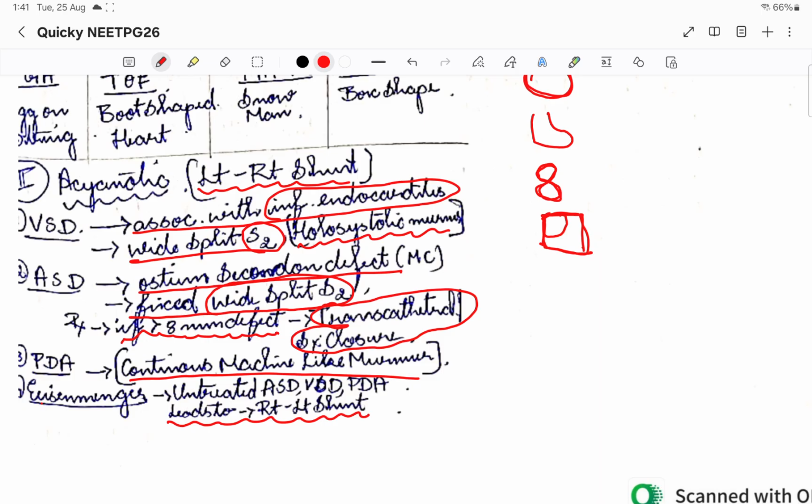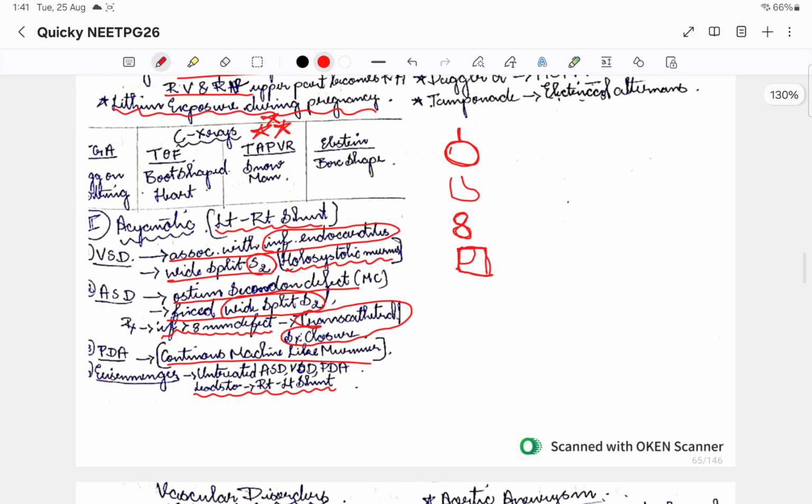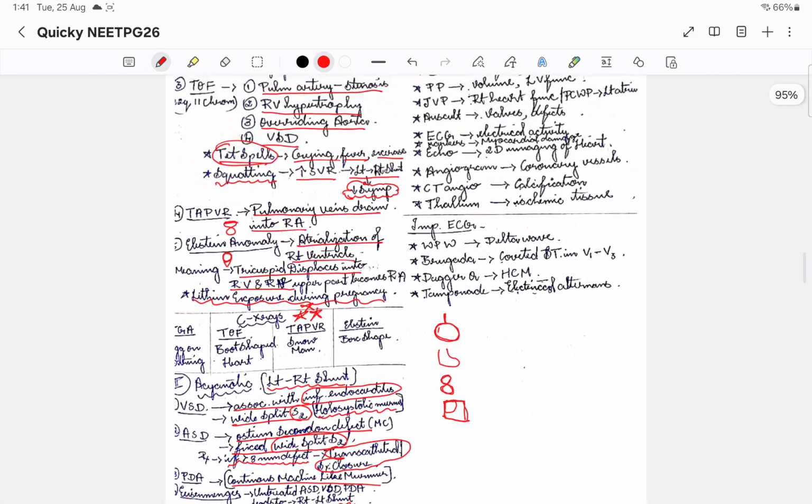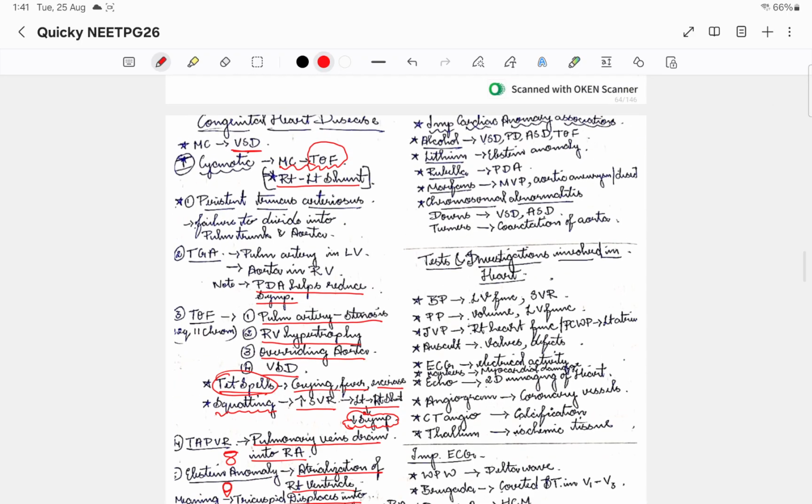But what happens is suddenly, due to increased pressure on the right ventricle, there is too much hypertrophy that might have happened. So now suddenly, after certain years, the shunting might shift from the right side to the left side. So this is known as Eisenmenger syndrome. That is all you need to know with respect to congenital heart disease.